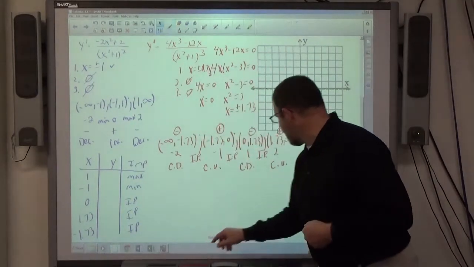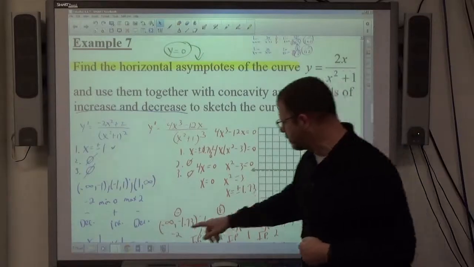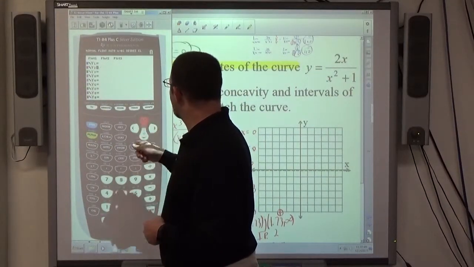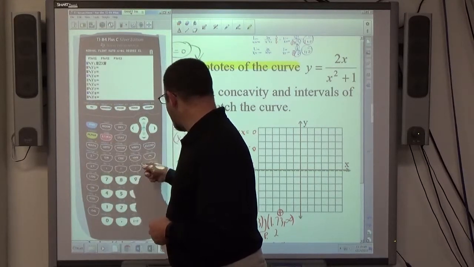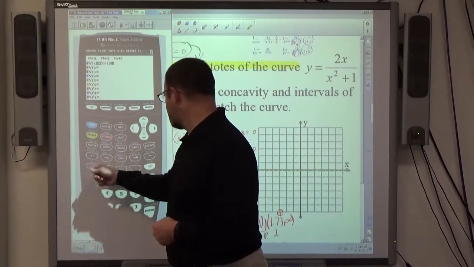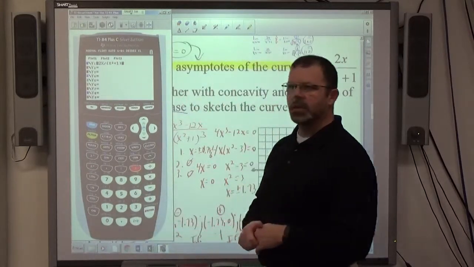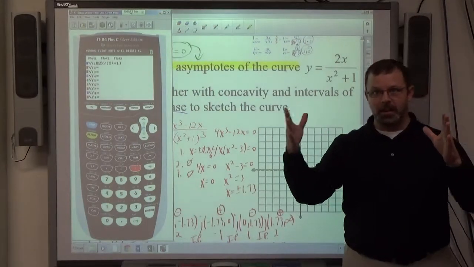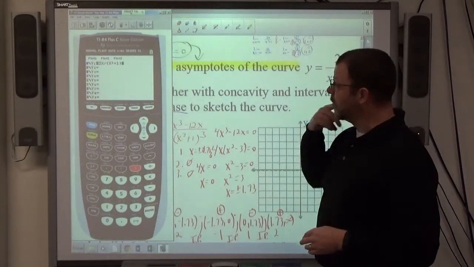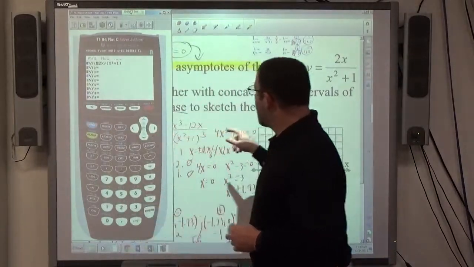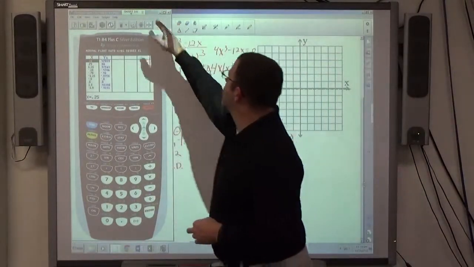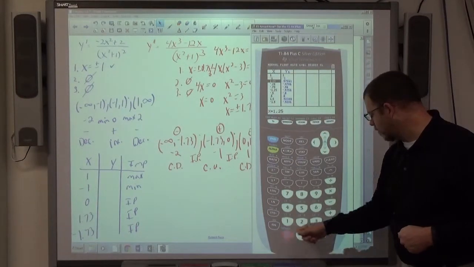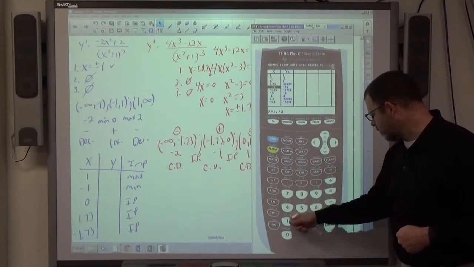Our graph that we're trying to graph here is 2x over x squared plus 1. So I go with my calculator, y equals, clear all that stuff out, 2x divided by parentheses, x squared plus 1, and parentheses. Some of you are getting a little bit sloppy with the parentheses, just not using them when you need them. Anytime you divide by more than one thing, you got to use parentheses. Go to our table, and again, I'm just going to substitute these 5 numbers that we found: 1, -1, 0, 1.73, and -1.73.